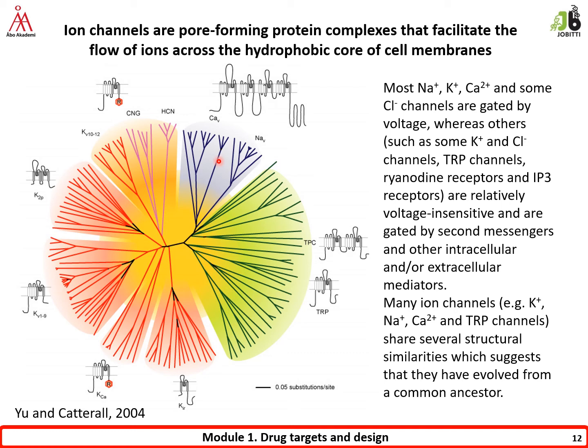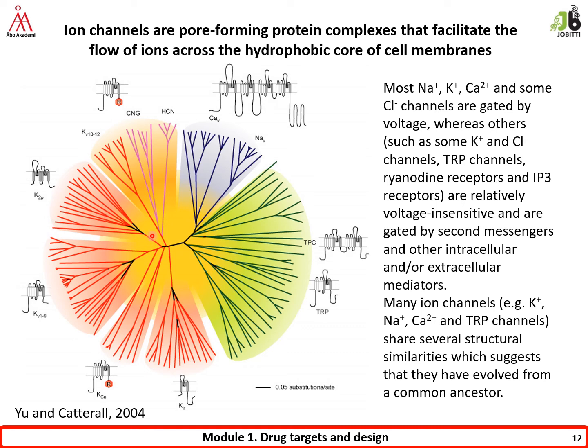Many ion channels share several structural similarities, which suggest that they have evolved from a common ancestor. The figure represents the amino acid sequence relations of the minimal pore region of the voltage-gated ion channel superfamily. This global view of the 143 members of the structurally related ion channel genes highlights 7 groups of ion channel families and their membrane topologies. They are shown in different colors and different lobes of the figure.